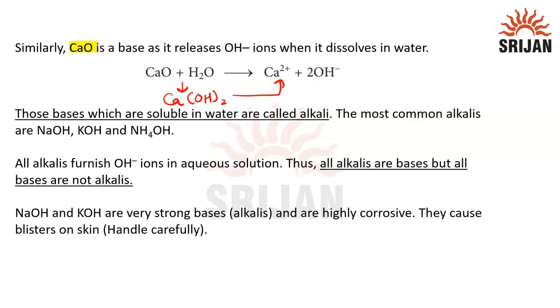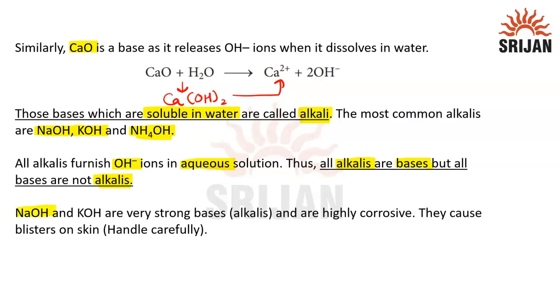There are some specific bases which are soluble in water. These are called alkalis. The most common alkalis are NaOH, sodium hydroxide, potassium hydroxide, and ammonium hydroxide. All the alkalis, means all the water soluble bases, furnish or give OH negative ions in aqueous solution, means on dissolving in water. Thus we can say that all the alkalis are bases. It is as simple as that. But all bases are not alkalis, so it is not necessary that all bases are water soluble. There are some bases which do not dissolve in water.